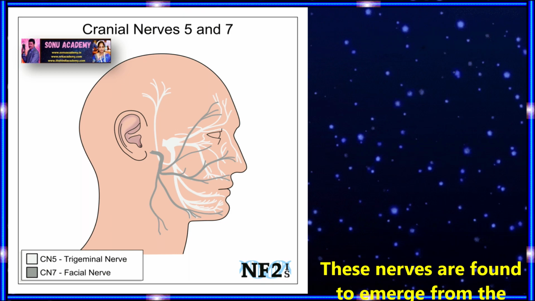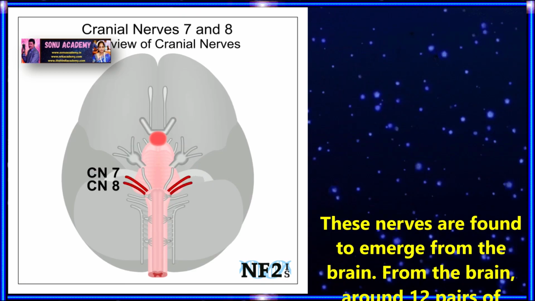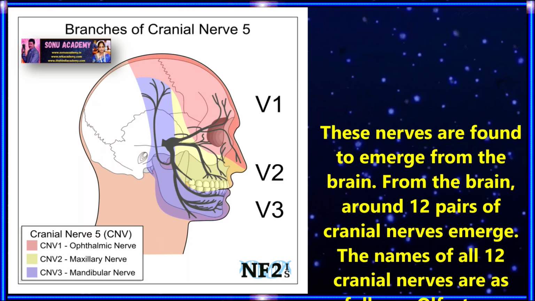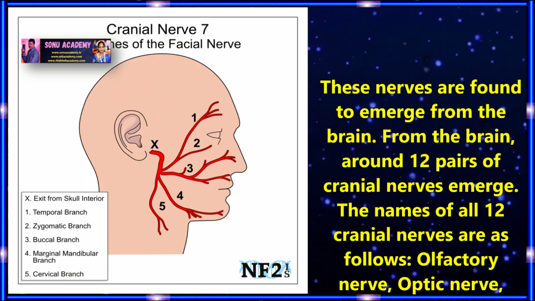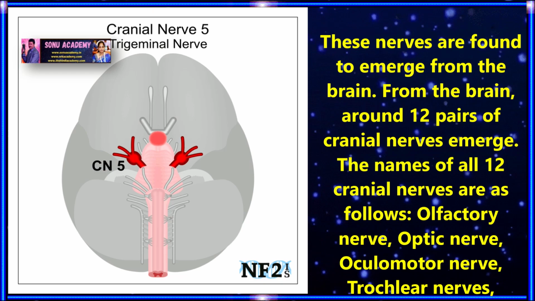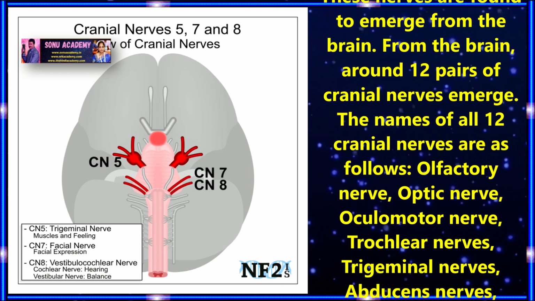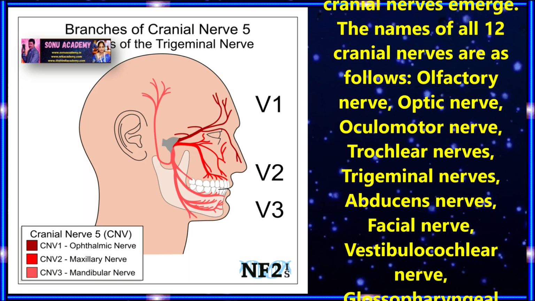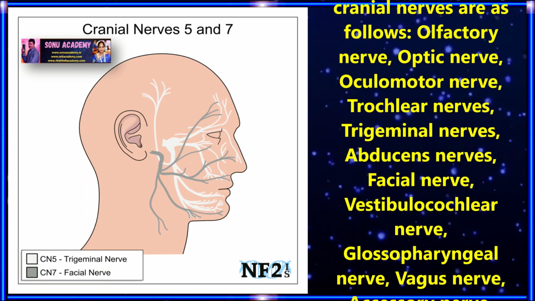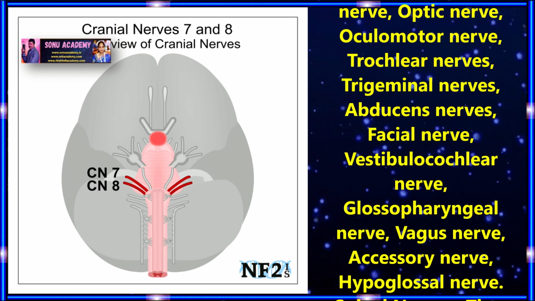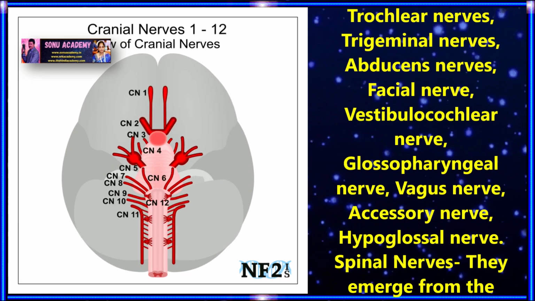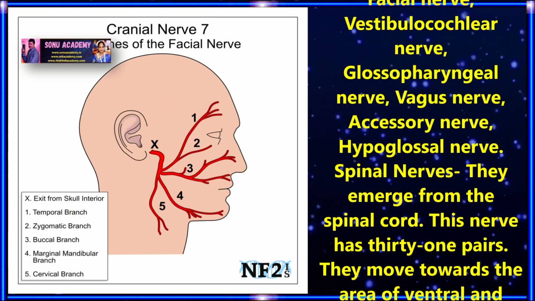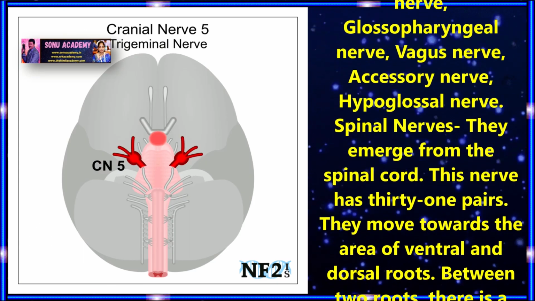Children, now let us discuss the cranial nerves. These cranial nerves emerge from the brain. From the brain, around 12 pairs of cranial nerves emerge. The names of all 12 cranial nerves are as follows: olfactory nerve, optic nerve, oculomotor nerve, trochlear nerve, trigeminal nerve, abducens nerve, facial nerve, vestibulocochlear nerve, glossopharyngeal nerve, vagus nerve, accessory nerve and hypoglossal nerve.